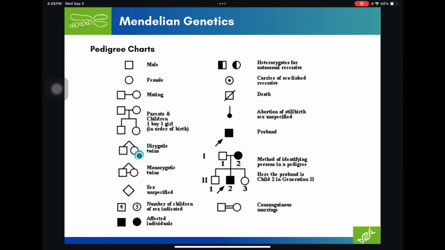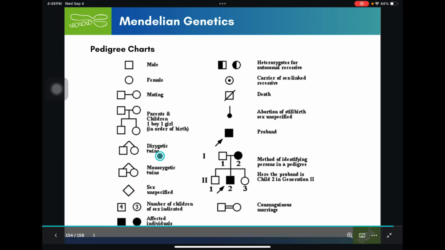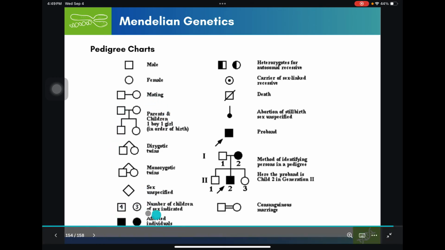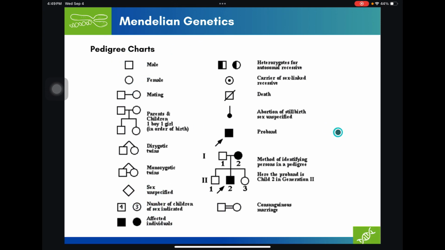So as we can see here, we also have symbols for our twins, either dizygotic or monozygotic twins. We also have here a diamond shape if the sex is unspecified, and the most important symbols or legends here are technically the male, female, and the lines, as well as if the shapes are colored, because in pedigree charts, when the shapes are colored, it means that they inherited the genetic disease.